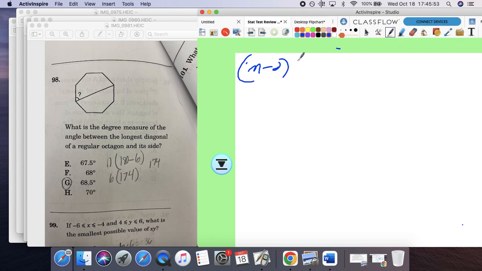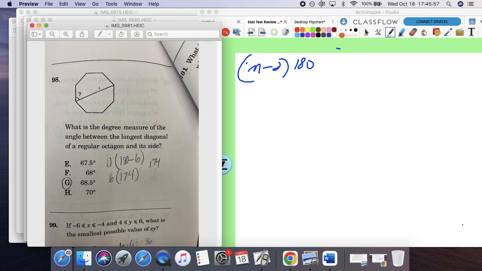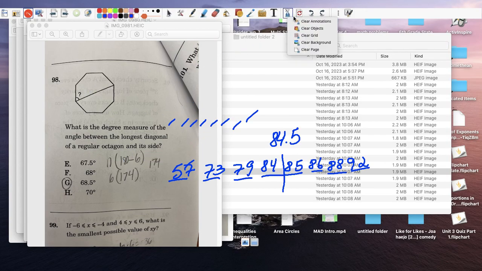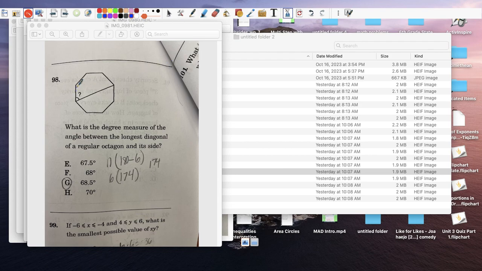times 180, let's look at this shape right here. It has 1, 2, 3, 4, 5 sides. Right? It has 5 sides. So if you do 5 minus 2, you're going to get 3. And you're going to multiply that by 180, which you get 540. So the sum of the angles in this shape, right? In this shape, this angle plus this angle plus this angle plus this angle, and that angle equals 180. Now, sorry, 540.